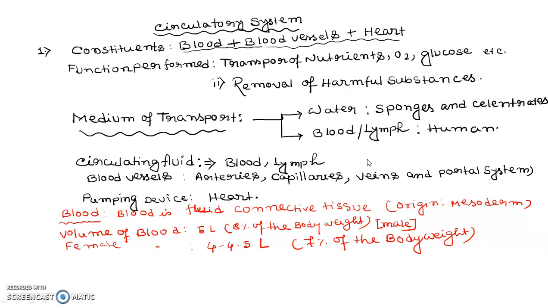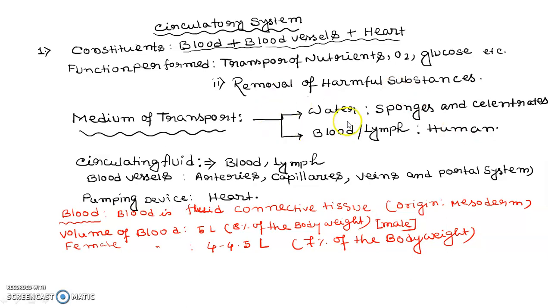Now first, the circulatory system. What are the components of the circulatory system? The circulatory system constitutes blood vessels and heart. Here the discussion will be on the blood vessels and heart. So what are the functions of the circulatory system? The circulatory system is actually involved in transport of nutrients, oxygen, glucose, etc. It also helps to remove harmful substances.